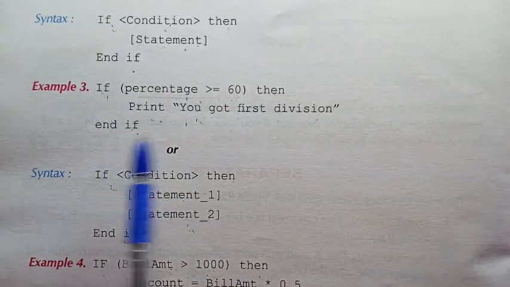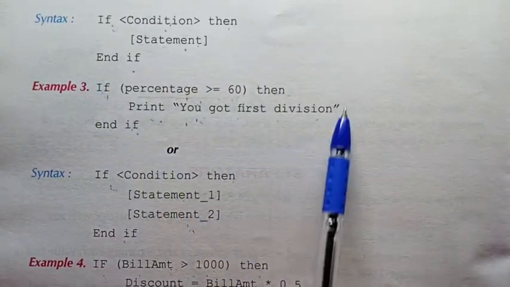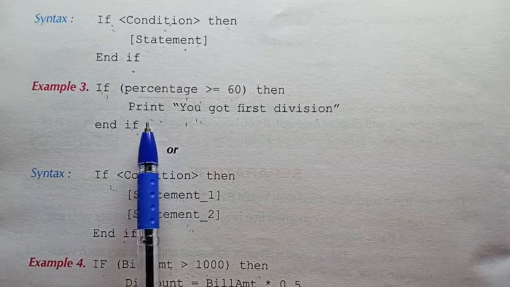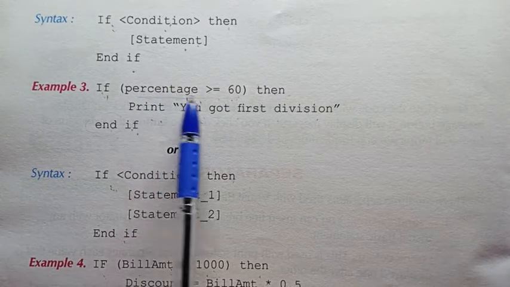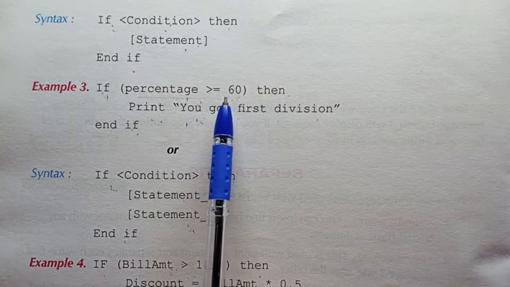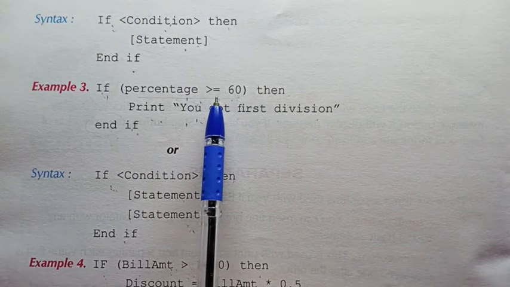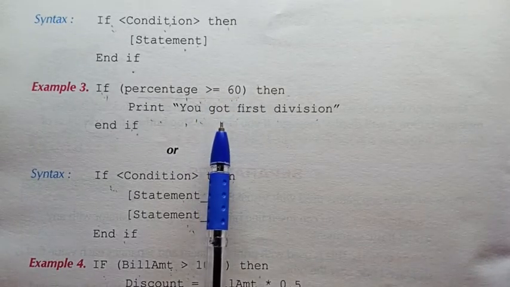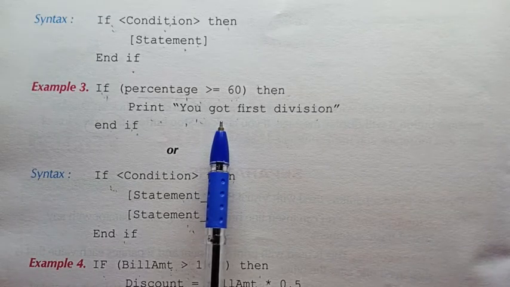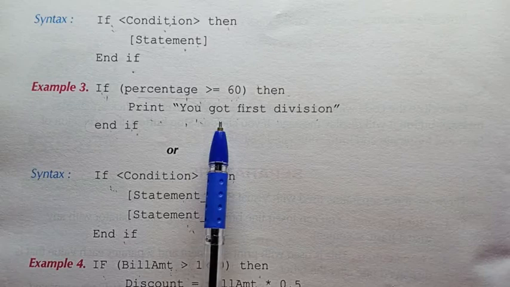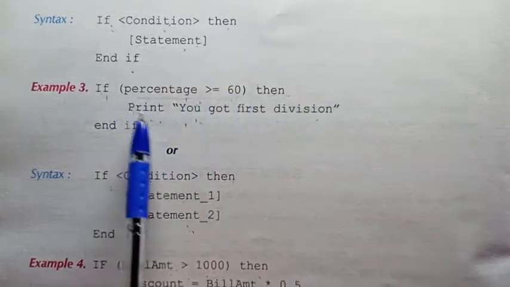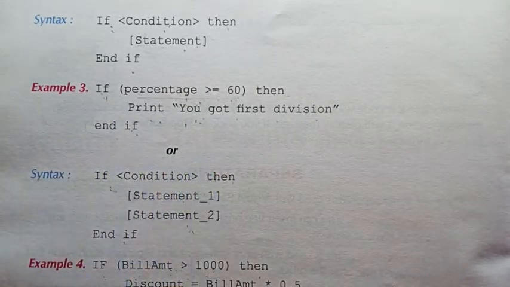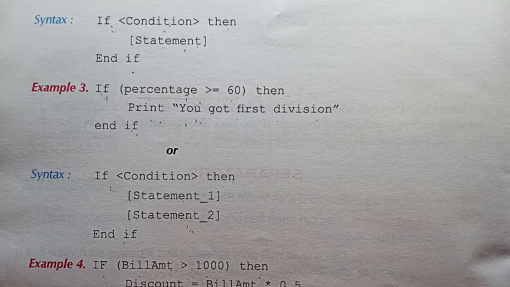Finally, end if. So in the program, when this instruction is encountered, the computer will check if all the marks that you have entered come to a percentage of 60 or more than 60, it will print you got first division. But if the percentage is less than 60, this step will not be executed. The system will leave this part and go to the other parts written in the program.